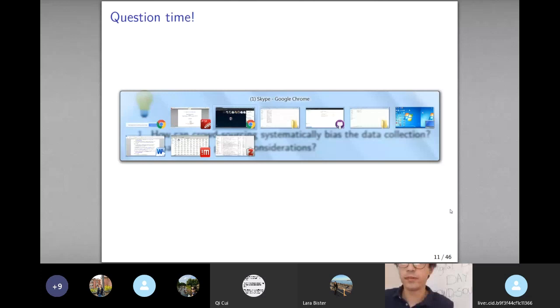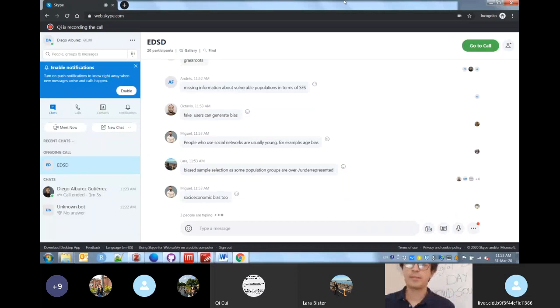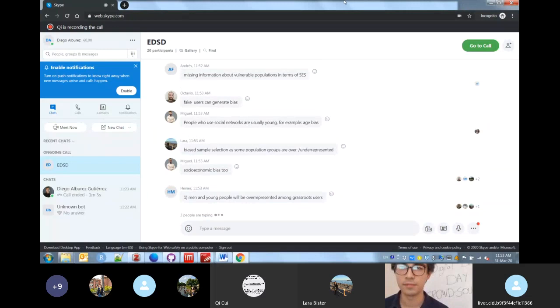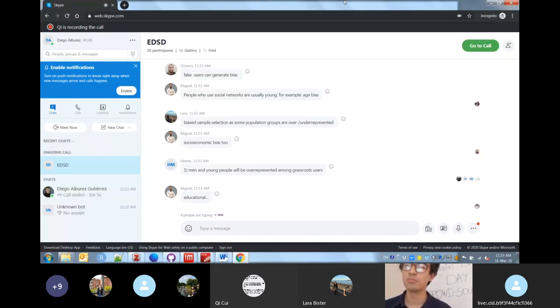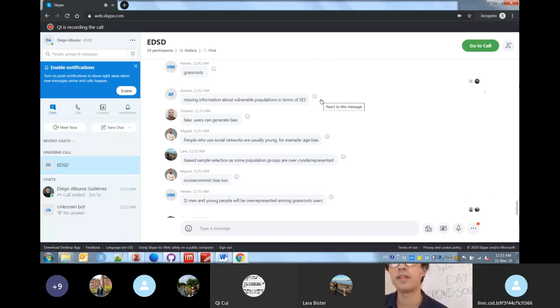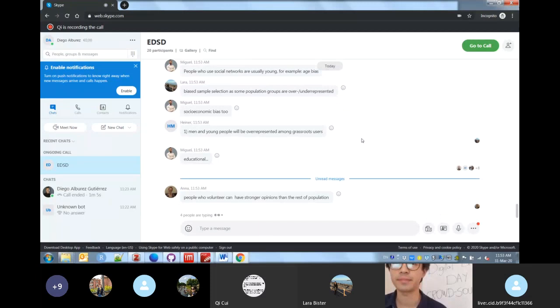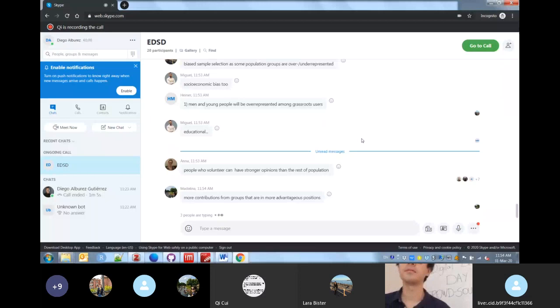Okay, so we're going to take a look at the answers. There's a lot about the selection effects in terms of socioeconomic status, in terms of age also of the users. Okay, so men and young people will be overrepresented among grassroots users, and we can think a bit about why this is the case.